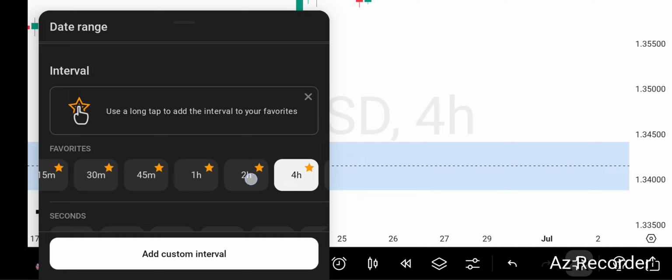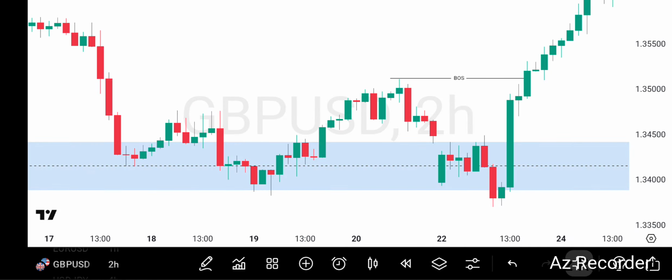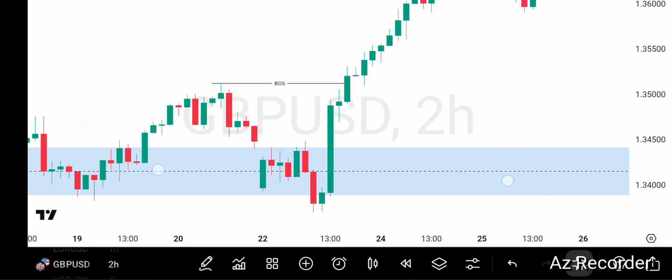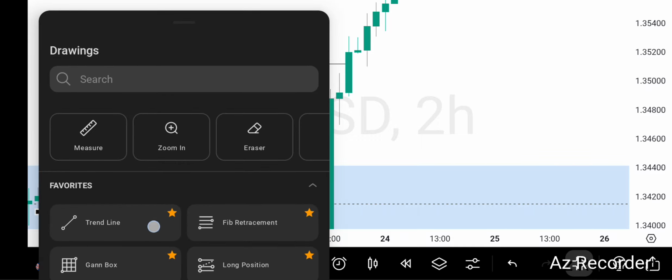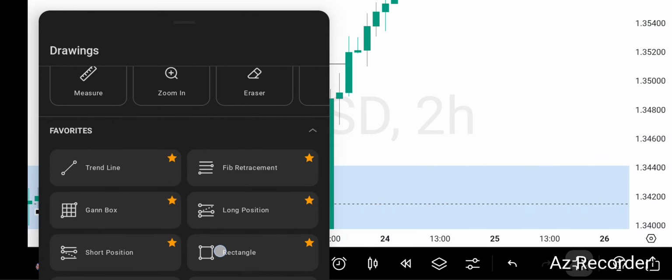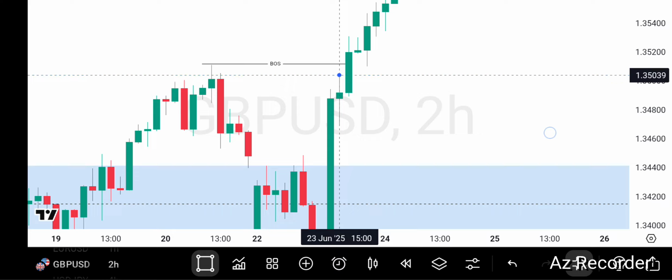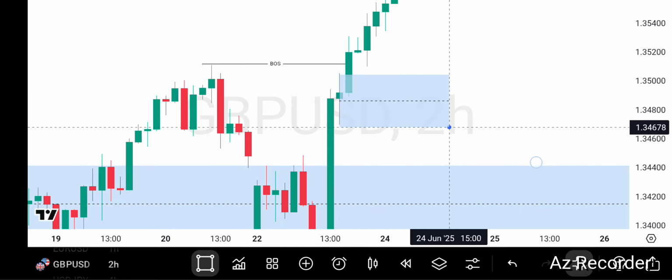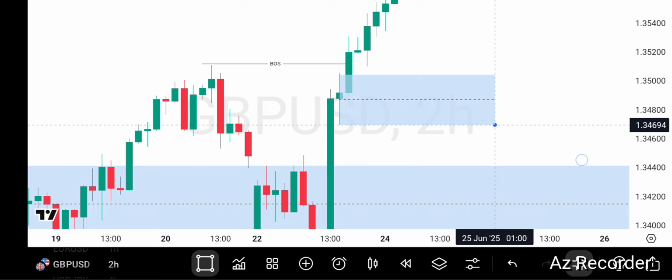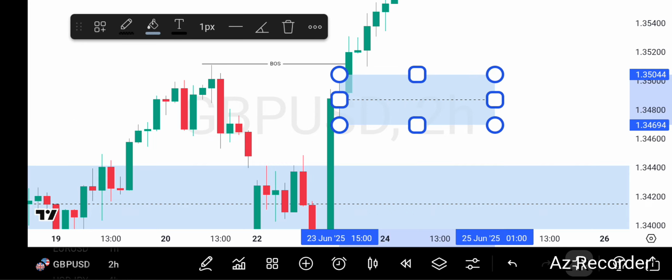So we move down to the 2-hour time frame. When I scale down to the 2-hour time frame, we saw this as the last candlestick responsible for the break of structure. This was the last candlestick before that break of structure. So that's how I map out my order blocks.